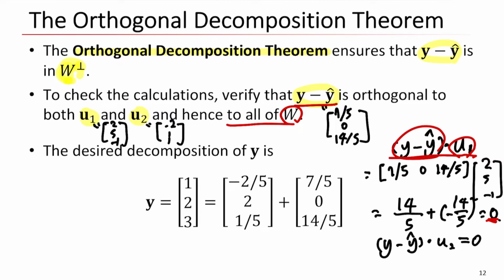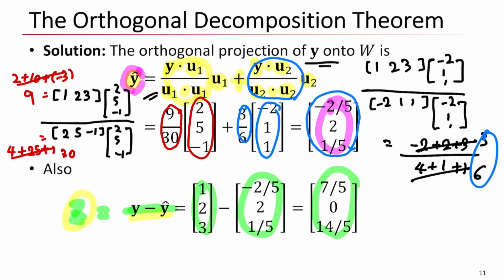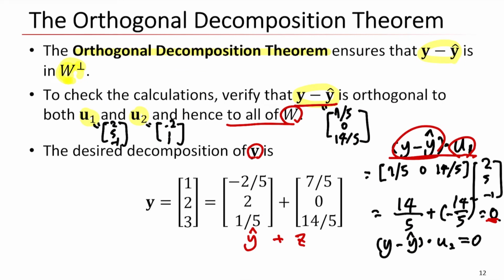So that's it. So the desirable decomposition of y is equal to y hat plus z. Okay. So y hat was something like this. Z is something like this. Okay. So this is the example of the orthogonal decomposition theorem.